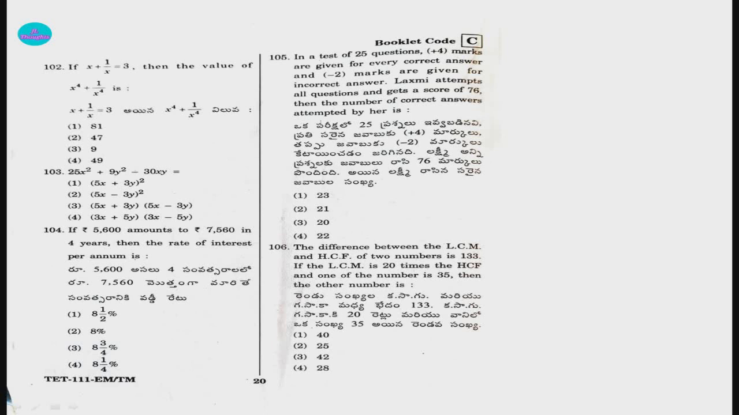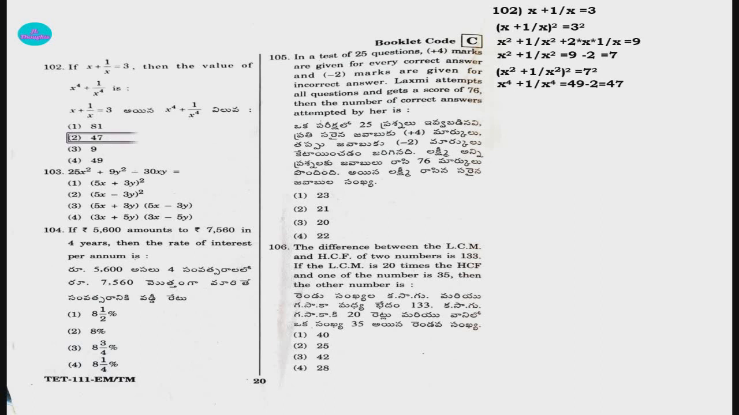102. If x plus 1 by x is equal to 3, then the value of x to the power of 4 plus 1 by x to the power of 4. Now given x plus 1 by x is equal to 3, now square on both sides. x plus 1 by x whole square is equal to 3 square. So x square plus 1 by x square plus 2 into a into b, that is 2 into x into 1 by x, is equal to 9. So x square plus 1 by x square, you are getting the answer as 7. They asked for x to the power of 4, so we will square it once again. Then we will get the answer as 47.